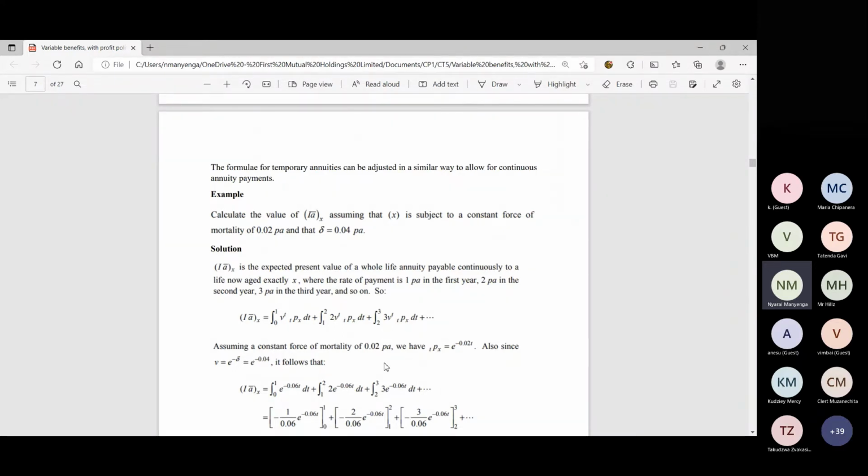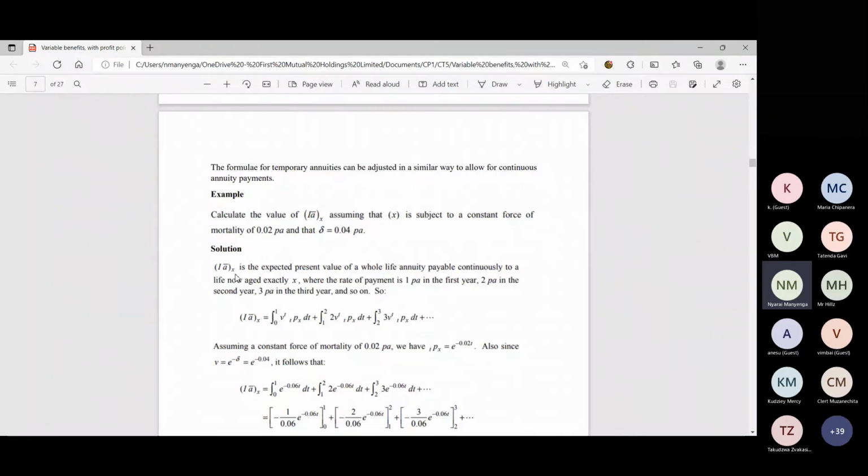So an example here is if you want to calculate the value for an annuity that is payable continuously and increasing, assuming that a life aged X is subject to a constant force of mortality of 0.02 per annum, and the delta is 0.04 per annum, the interest that would be payable continuously.